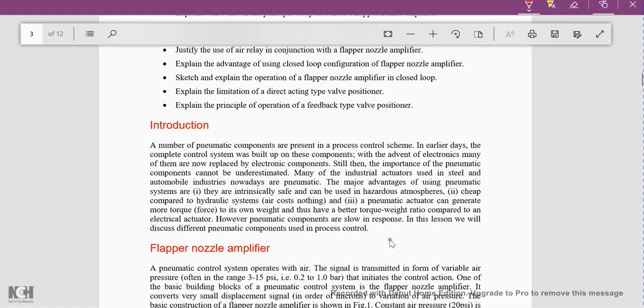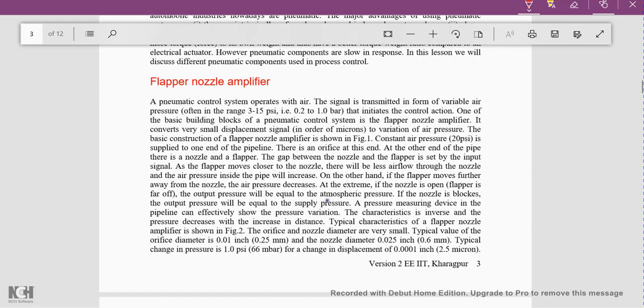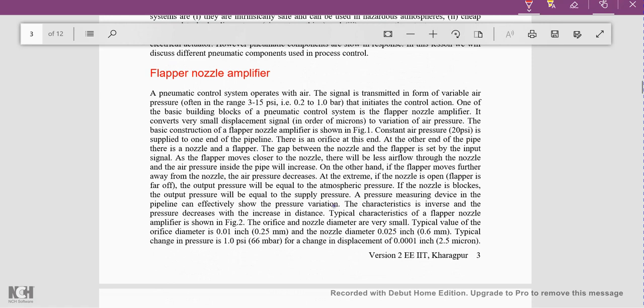In this lesson we are going to see a few of the ways in which the pneumatic control can be used. The very first is the flapper nozzle amplifier. This type of pneumatic control system operates with air. The signal is transmitted as a variable air pressure in the range of 3 to 15 psi, that is 0.2 to 1.0 bar, which indicates the control action. In this range we can obtain the control action.